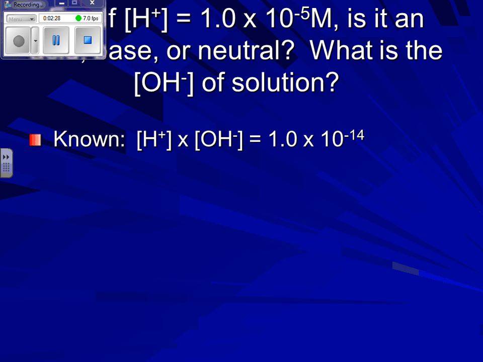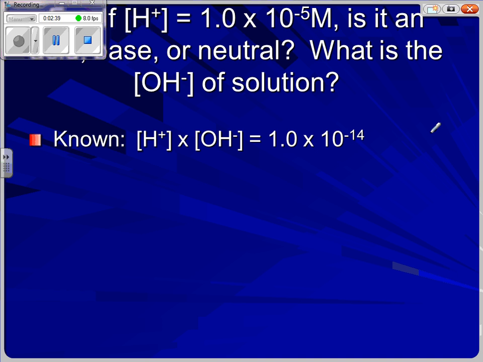Now, we can do some other calculations with this to find its specific hydroxide concentration. The second part to this problem is, what is that hydroxide concentration? If we know this one rule, well, the hydrogen ion concentration, the problem said, was 1 times 10 to the negative fifth. The product of your hydrogen and hydroxide will always be 1 times 10 to the negative 14. So I simply divide both sides by 1 times 10 to the negative fifth. So divide by 1.0 times 10 to the negative fifth, and I end up with an answer that would just be my hydroxide concentration.